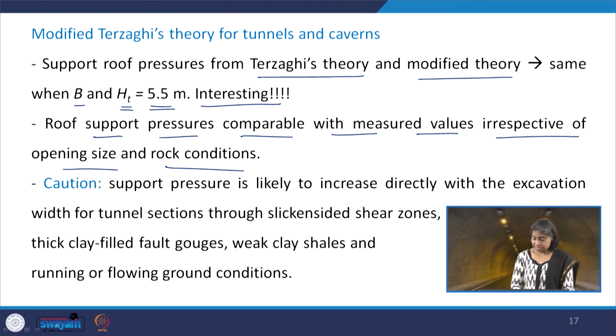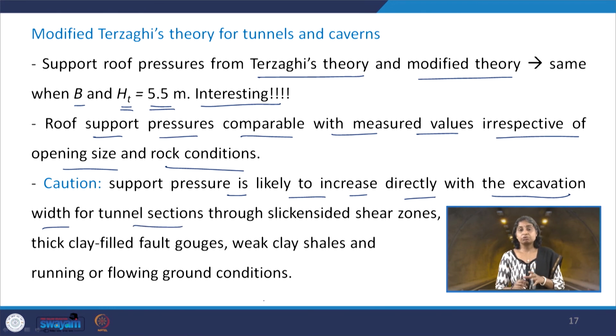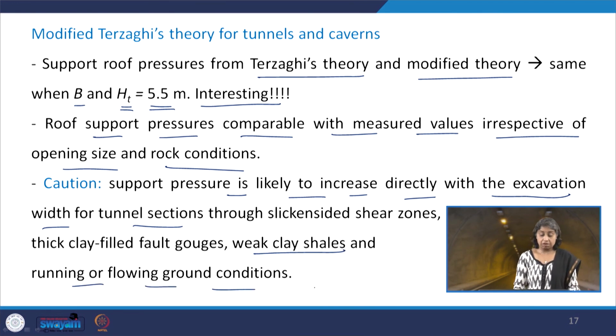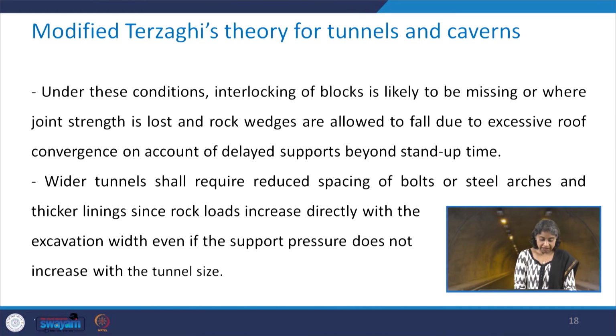But the caution is that the support pressure is likely to increase directly with the excavation width for tunnel sections, especially through slicken-sided shear zones or thick clay-filled fault gouges, weak clay shales, and running or flowing ground conditions. These ground conditions I have already explained to you. So maybe you can connect why we took the ground conditions discussion much earlier. Some of these things one needs to keep in mind.